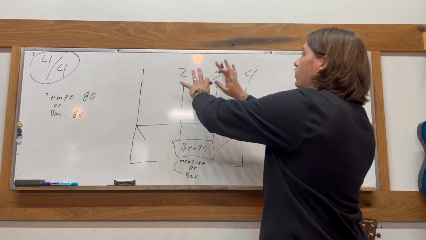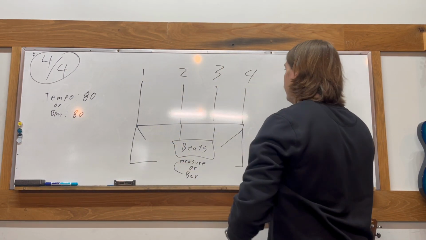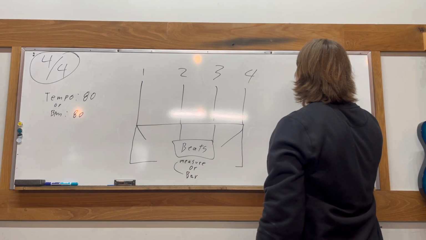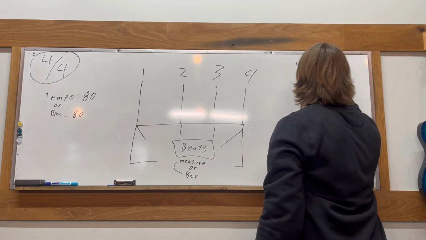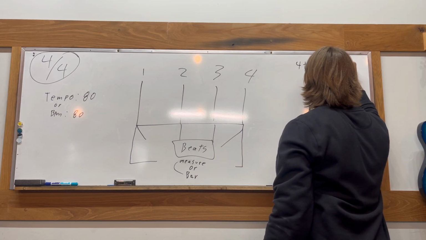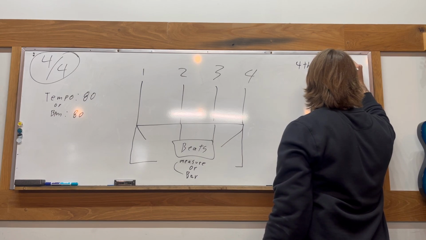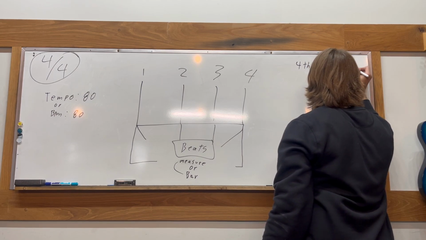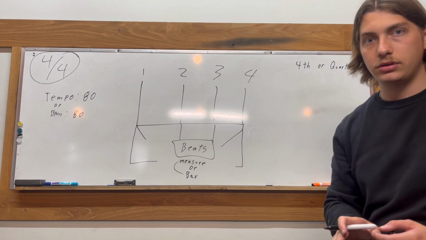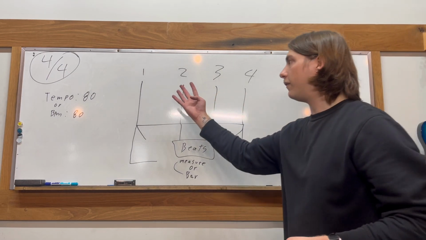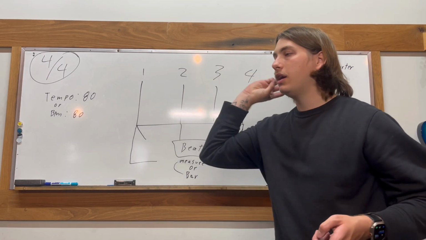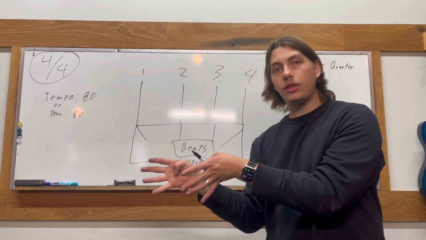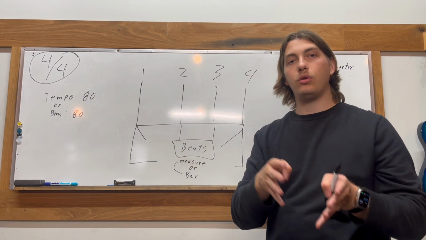Okay, so these notes right here, these are called fourth notes, or you'll hear people refer to them as quarter notes. Okay? So these 4, if I go 1, 2, 3, 4, what kind of notes are those? Those are fourth notes or quarter notes.